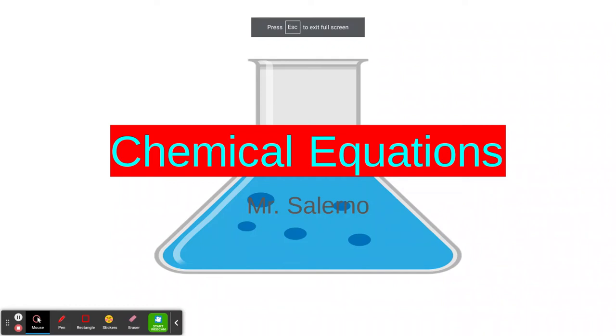All right, here's our video, chemical equations. And when we're talking about chemical equations, we're dealing with reactants and products. So when two or more chemicals come together, they will produce a product. So let's write that out.